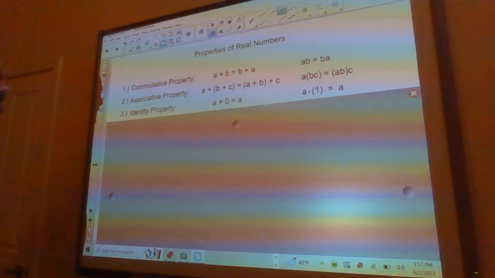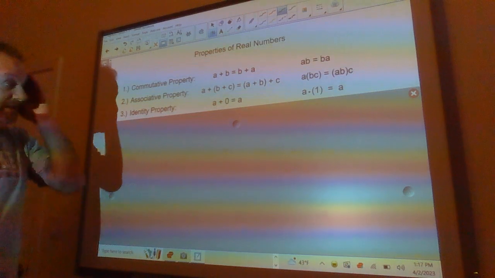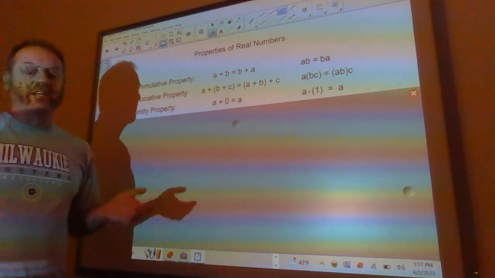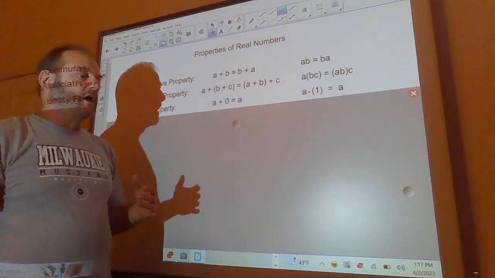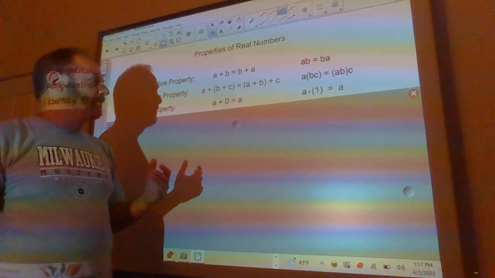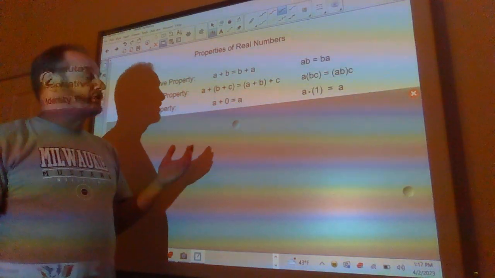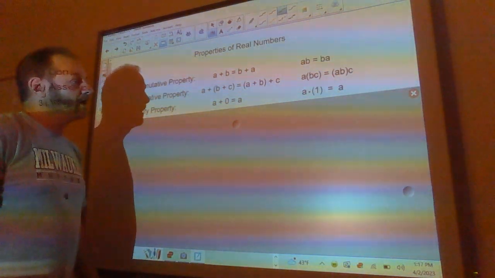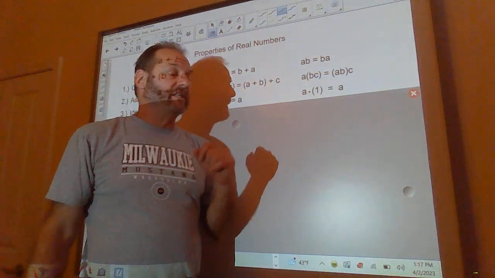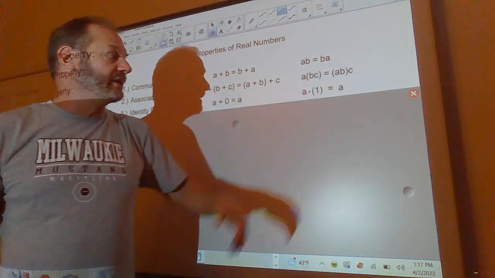The identity property. So the additive identity is 0. Now, an identity is a number that when you do some kind of problem with it, you get the same number you started with. So a plus 0 is still a. The multiplicative identity is 1 because a times 1 is equal to a.